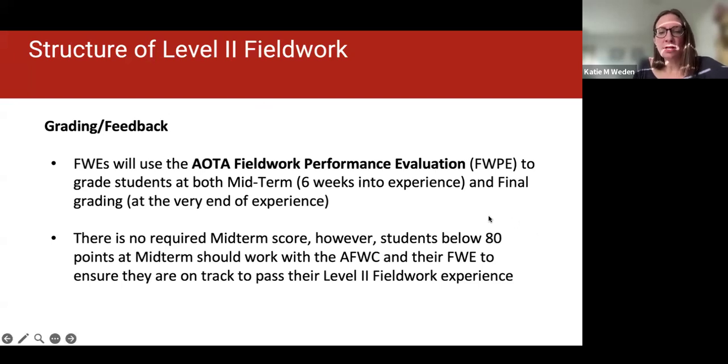As you all start talking to your fieldwork educators in these next weeks and start learning what the layout's going to be, if it sounds different from what you're expecting or what you're told, feel free to reach out to me. And the best thing is to have a plan in place in advance, so everyone's on the same page.